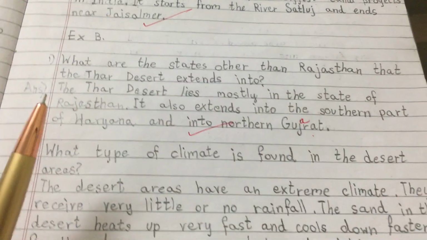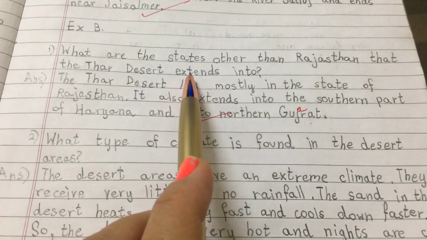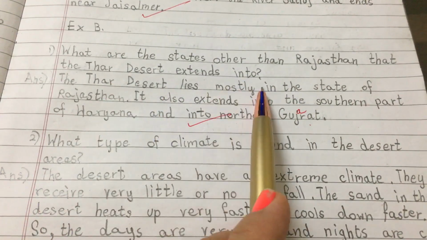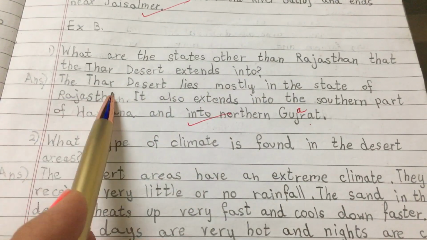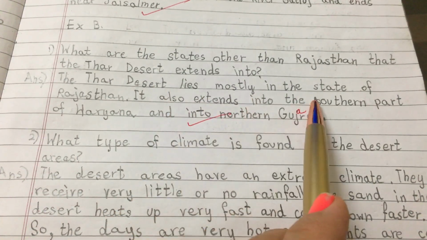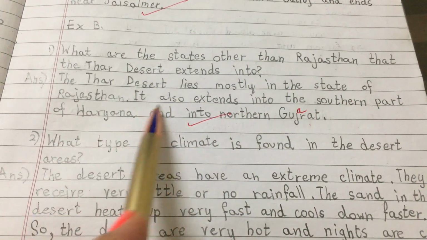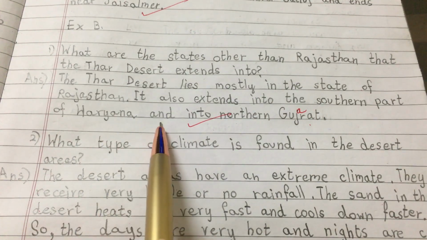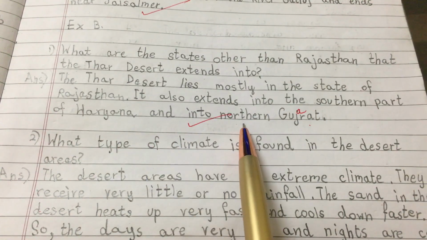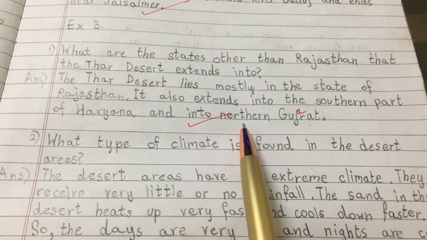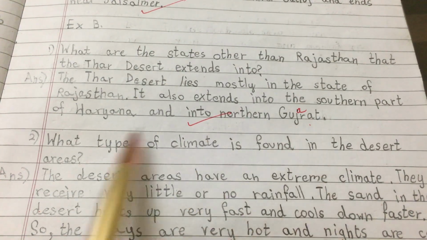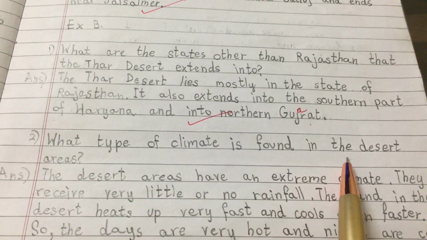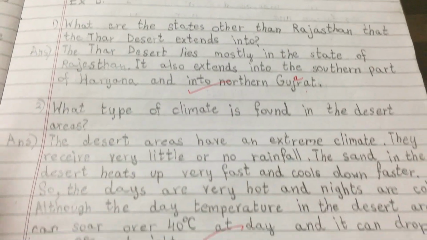Now, exercise B. What are the states other than Rajasthan that the Thar Desert extends into? Answer. The Thar Desert lies mostly in the state of Rajasthan. It also extends into the southern part of Haryana and into northern Gujarat.